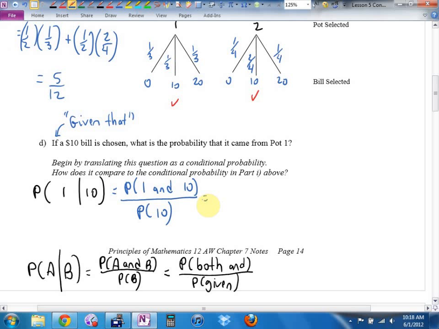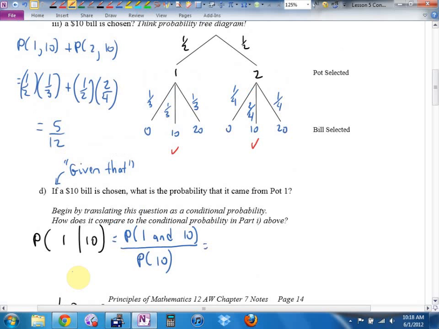Some people call this Bayes' law. This is a subcase of Bayes' law. And I can get all of this from my tree, 1 and 10. What does and mean, Trevor? So can you read to me down the branch that has a 1 and a 10? What numbers will I put here? What times what? 1/2, 1/3.